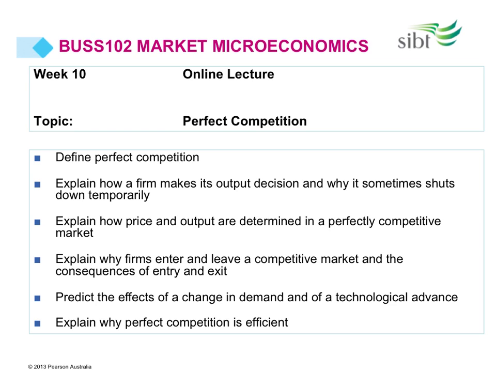Perfect competition. First, we shall define perfect competition and then explain how a firm makes its output decision and why it's sometimes shut down. Then we shall explain how price and output are determined in the perfectly competitive market. Our model will then be able to predict the effects of change in demand and technological advancement. And we shall crown our study with the conclusion that the market is perfectly competitive and hence efficient.